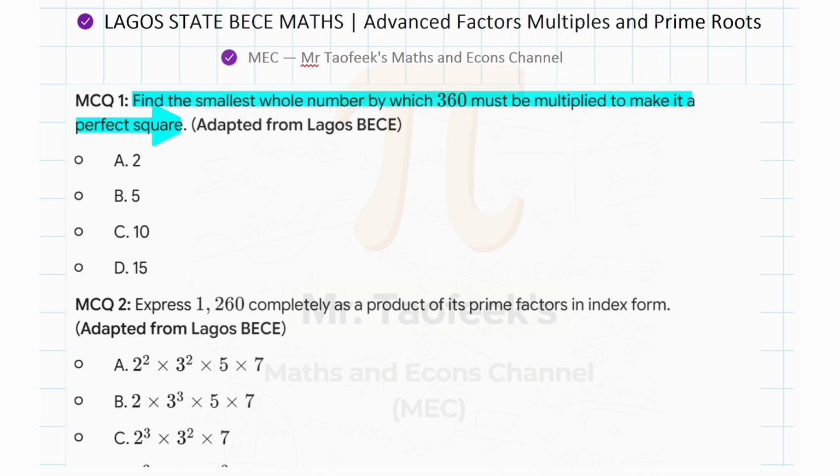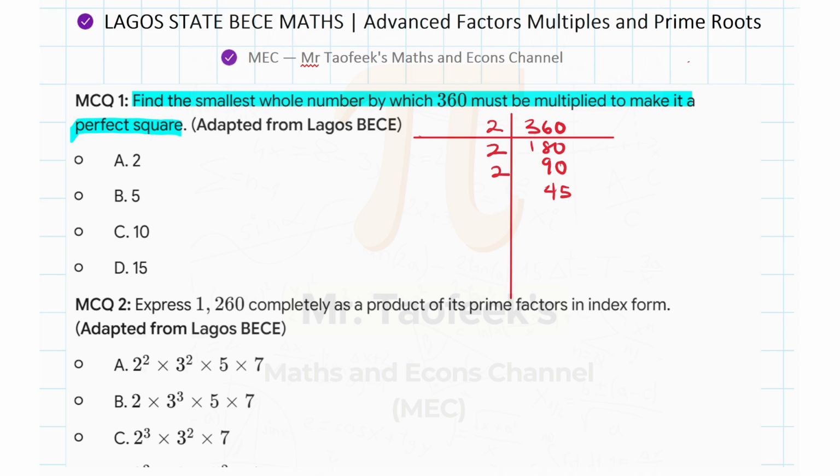So anytime you see a question like this and you want to find the smallest number to multiply by a number to make it a perfect square, all you have to do is the repeated division. So 360, what is the smallest prime number that can divide 360? That is 2. That's going to give us 180. Another 2, that's going to give us 90. Then 90 divided by 2 gives us 45. 45 divided by 2 is not possible. So can 3 divide 45?